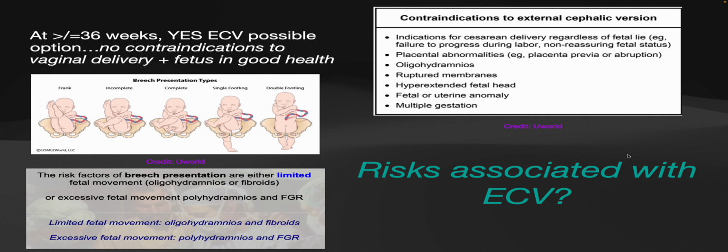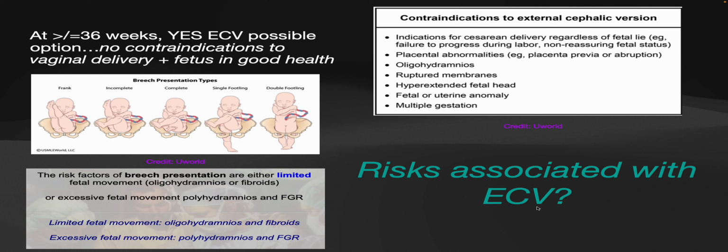So now that we've addressed the contraindications, as far as the risks that are associated with ECV, there is a risk of placental abruption, there's a risk of umbilical cord prolapse, and there's also a risk, oh man, what is the third one? Abruption, prolapse, and preterm labor. Those are the three risks that I know to be associated with premature rupture of membranes.